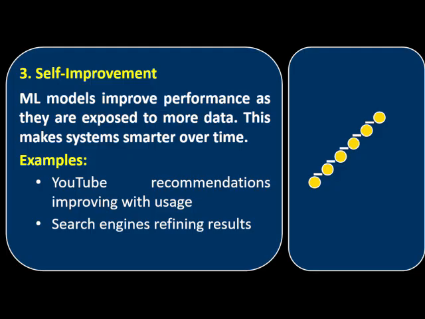In normal software, performance remains constant unless we manually update it. But machine learning systems continuously improve as they receive more data. Initially, predictions may not be perfect, but as users interact with the system more and more, the model learns from feedback and corrects itself. For example, YouTube recommendations improve based on watch history. Search engines improve results based on user clicks. This ability to learn from experience makes machine learning systems closer to human intelligence.